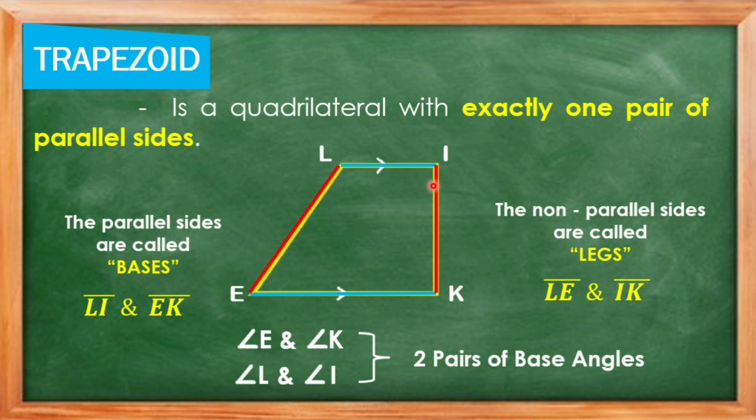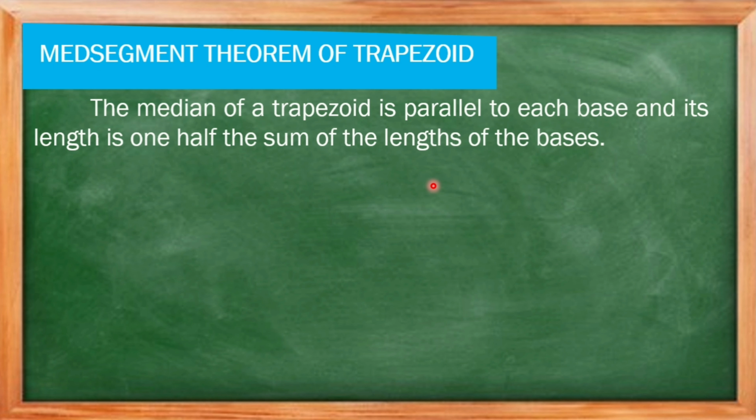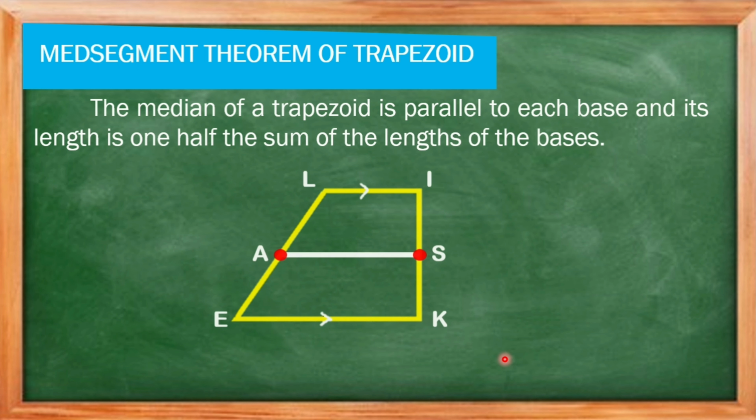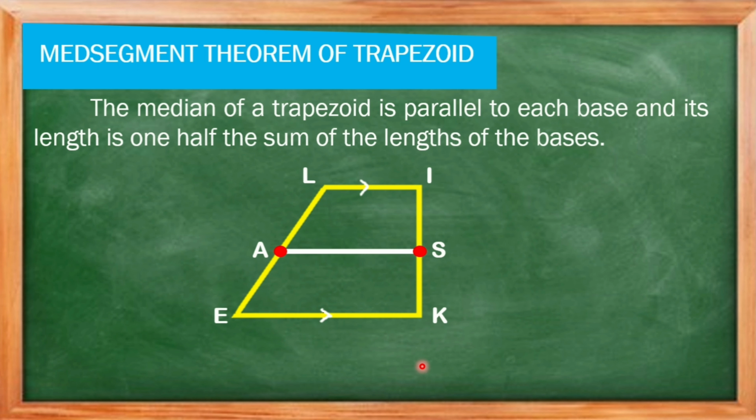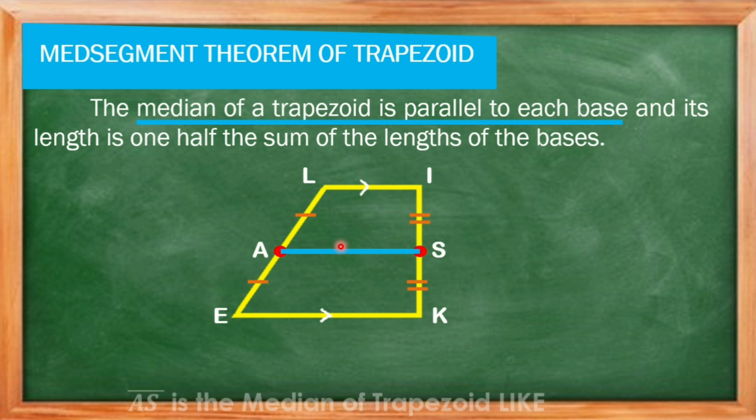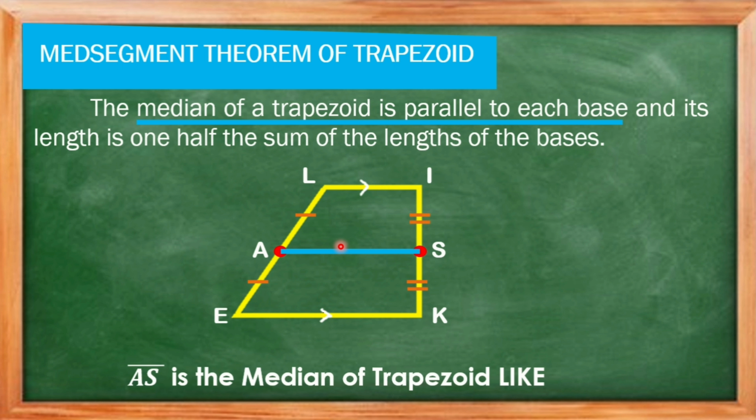Another term aside sa mga bases, legs, and base angles of a trapezoid, na dapat ay familiar rin tayo ay yung mid-segment of a trapezoid or median of a trapezoid. So let's have this figure, trapezoid LIKA. The median of a trapezoid is parallel to each base. So ito ang median o mid-segment na kung saan ay parallel siya sa base. Kaya itong segment LA at segment EA ay congruent at itong segment IS is congruent to segment KS. Okay, so in this figure, AS is the median of trapezoid LIKA.